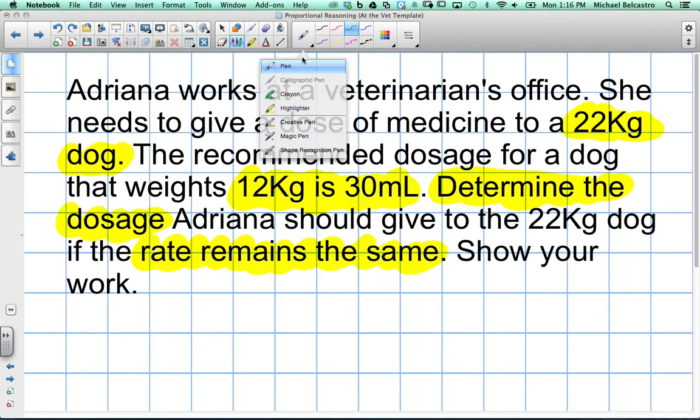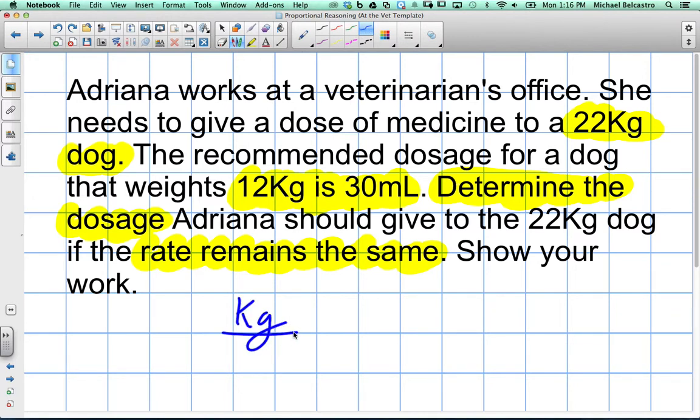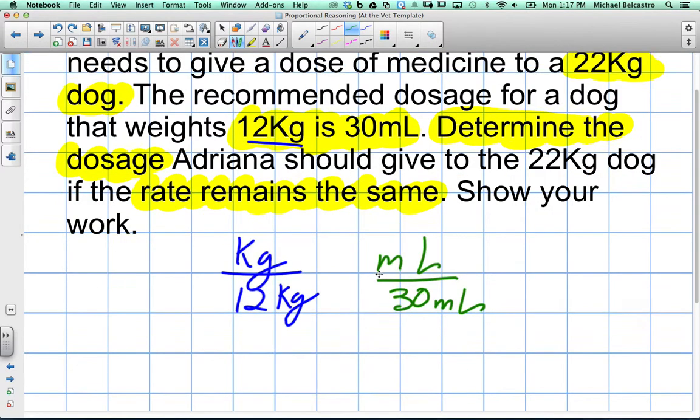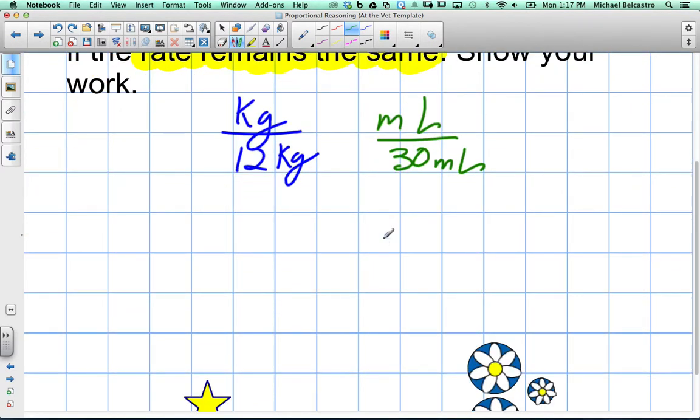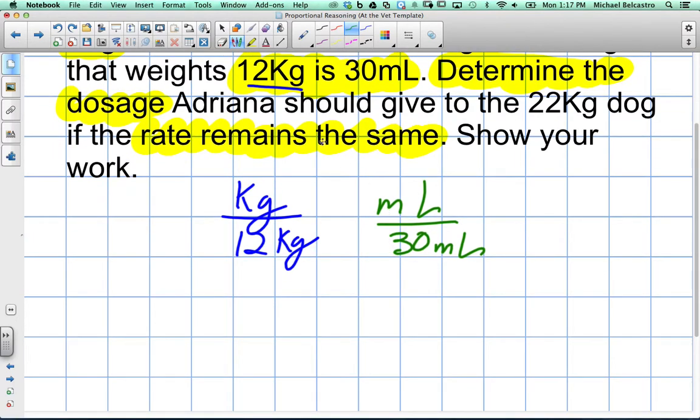So we're going to make a type of list here. We have our category of kilograms, and we have our category of milliliters. And we know that a 12-kilogram dog, that's this part here, 12 kilos, that dog would get a dosage of 30 milliliters. And we're going to be using the same rate for our type of dog. So let's break this down into almost a unit rate. I think that will help us out here.